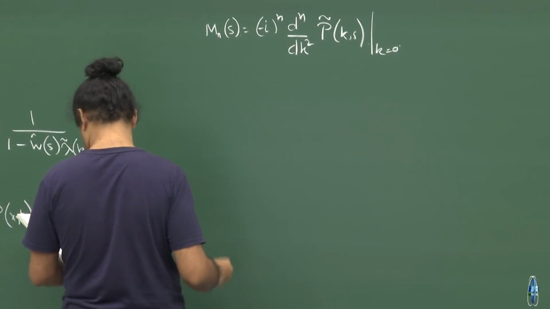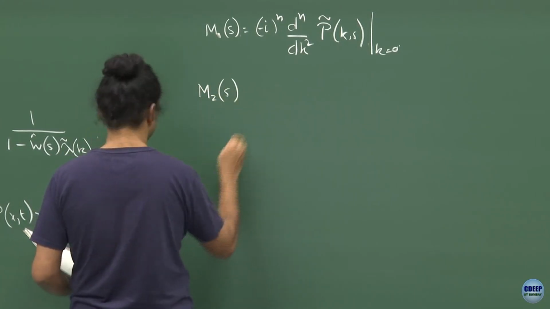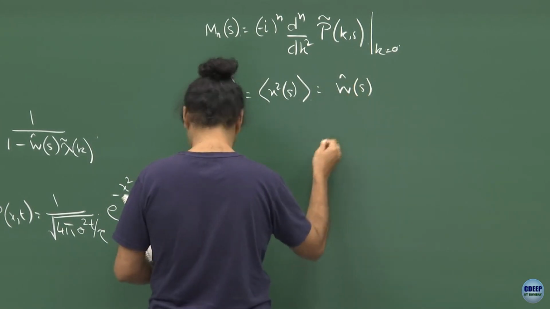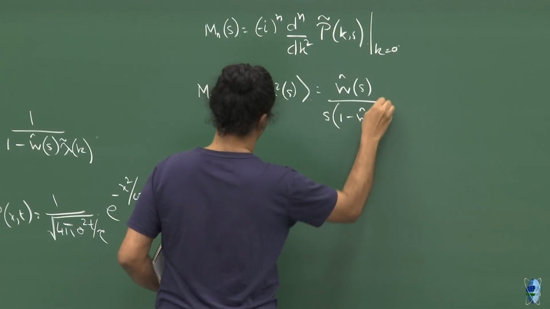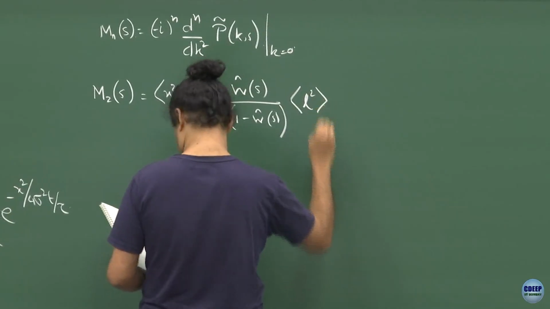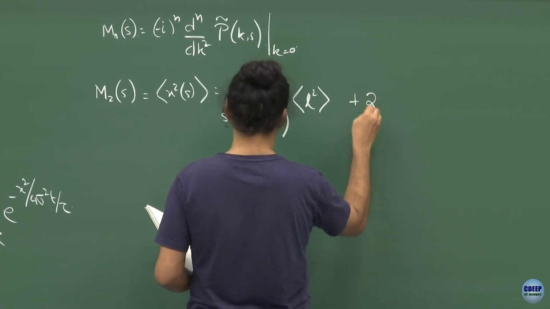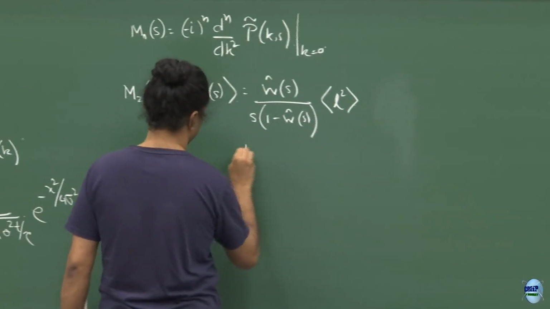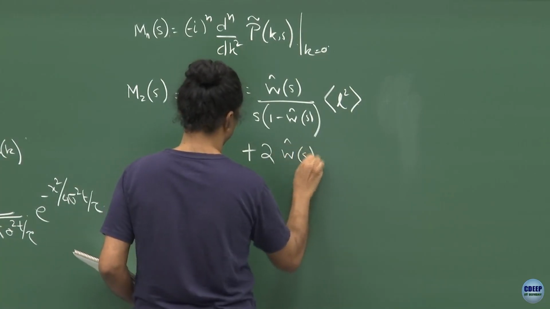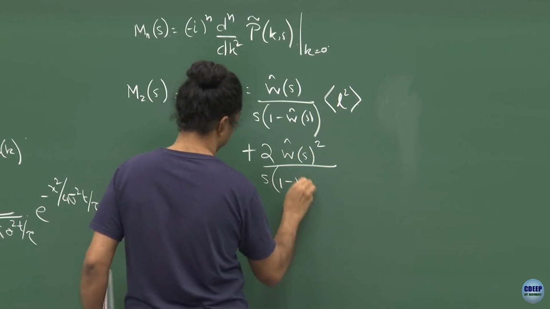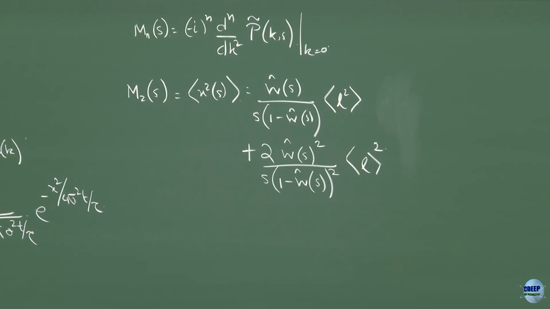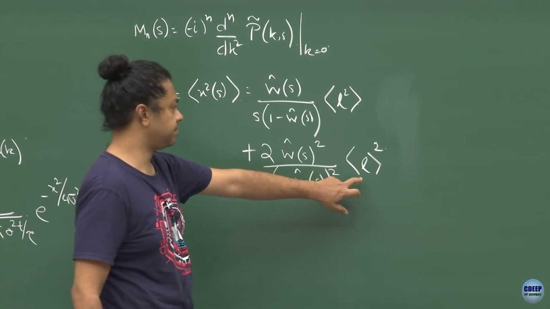For the second moment, if you substitute what you have over here, you get m2 of s, which is essentially the average x square but in Laplace space, is w hat of s by s times 1 minus w hat of s, times average L square, plus 2 w hat of s whole square by s times 1 minus w hat of s whole square, times average L whole square. So, this was for the second moment, where these L's are the single step mean and the single step variance, right, obtained purely from this lambda of x.